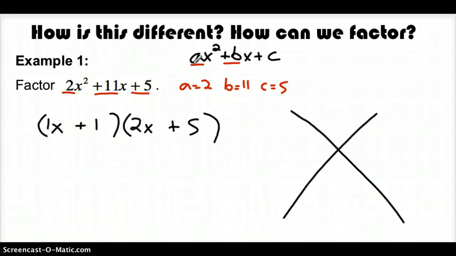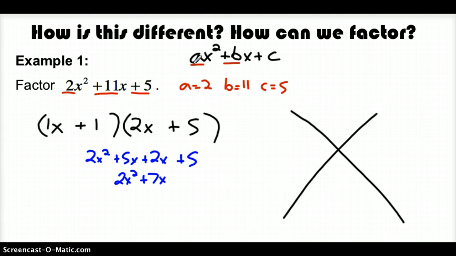So I'll take first times first, will give me 2x squared. My outside here will give me a positive 5x. My insides here will give me a positive 2x. Last times last will give me a positive 5. And if I combine like terms, I get 2x squared plus 7x plus 5. That's not right, okay? And so maybe you have to try something else, okay?